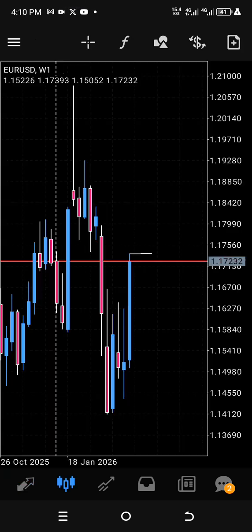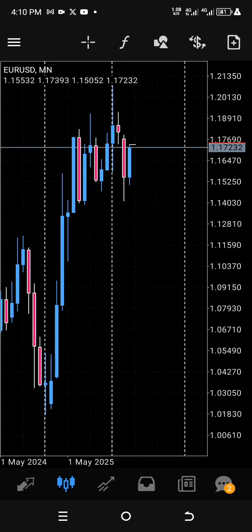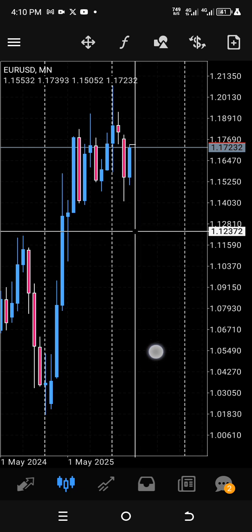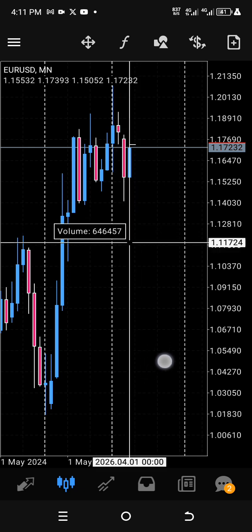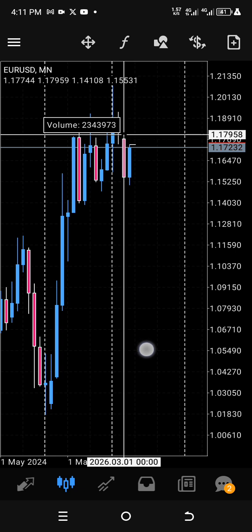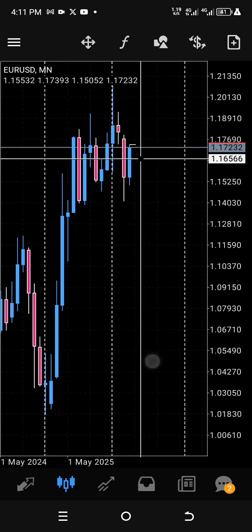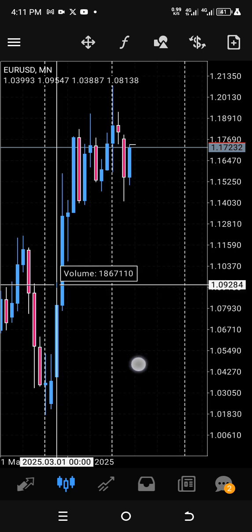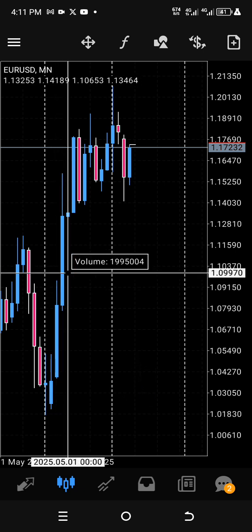On Euro USD, same thing here. Let's check the monthly on Euro USD. You can see how last month's monthly candle closed. What next? There's a retracement here, and there is a volume imbalance here. There's also a big FVG and imbalance around here too. Price should come down too. All right, that is on monthly.